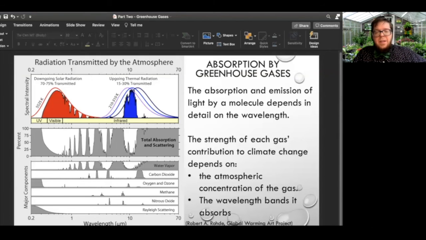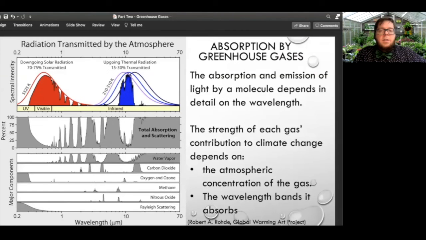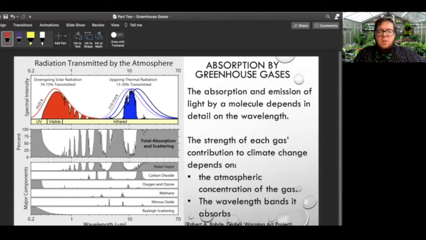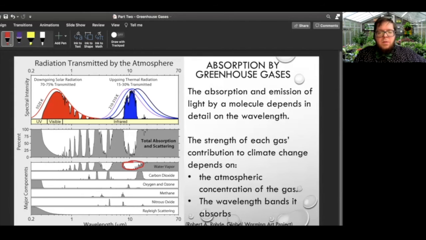But water vapor does not absorb so well. Okay, we'll have to do it the other way. Water vapor does not absorb so well over here. There's a region of wavelengths around 10 micrometers where the water vapor just lets the radiation pass through.